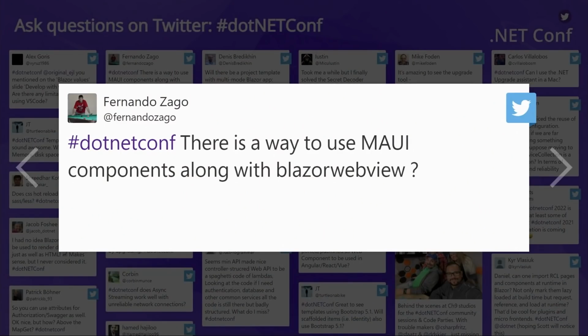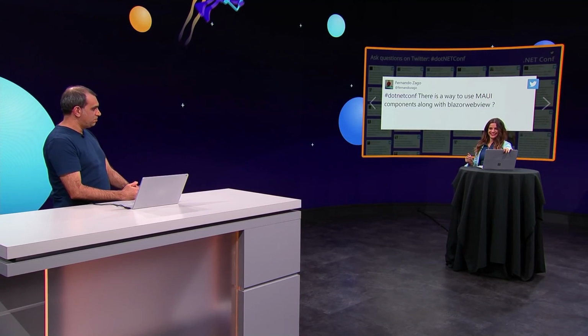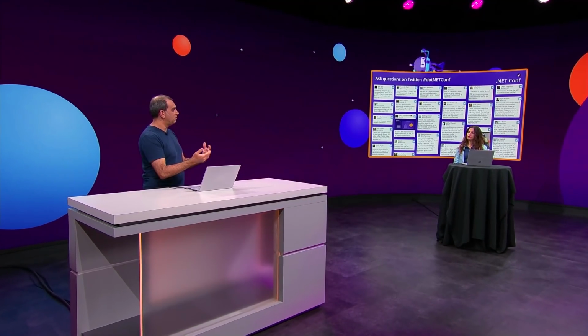Fernando asks, is there a way to use .NET MAUI components along with BlazorWebView? Yeah, the answer is absolutely 100% yes. The BlazorWebView is a MAUI control. We have a WinForms, a WPF, and a MAUI control. You can mix and match that wherever you want. So if you want the BlazorWebView just to show up on one page or just take up half of the screen, you can do that and have all the rest be native MAUI elements, the buttons, labels, shell, all of those things. It's just a .NET MAUI control. It's not special in that respect, so you can mix it however you want.